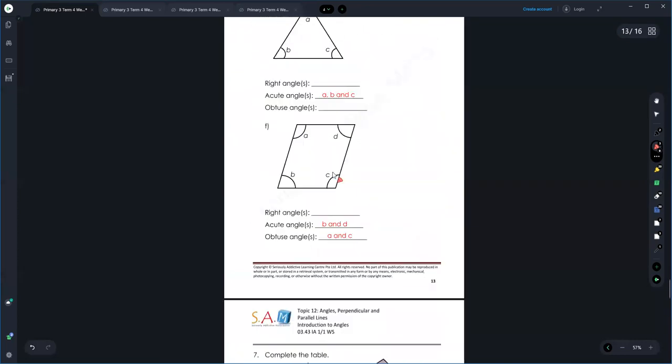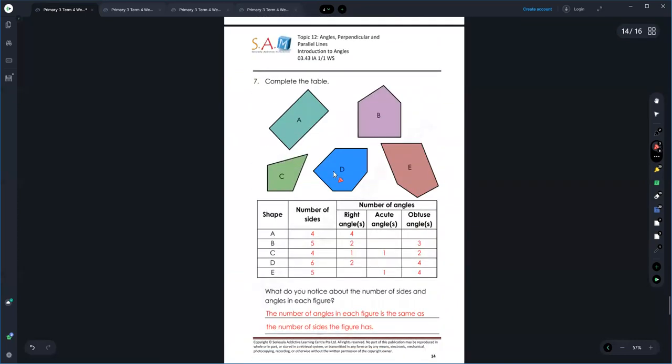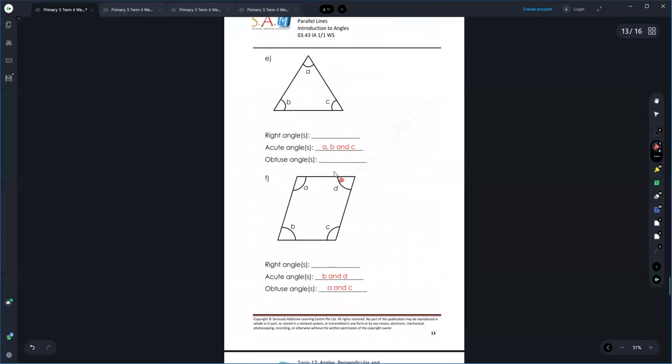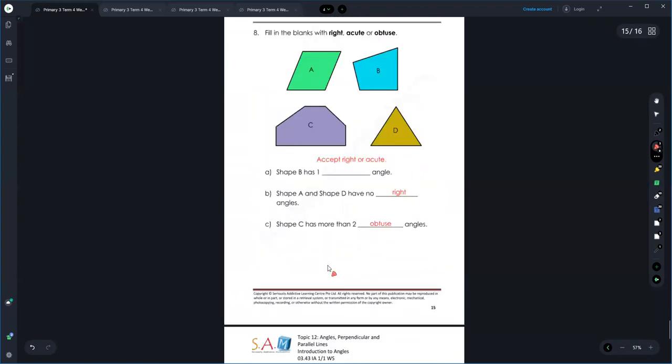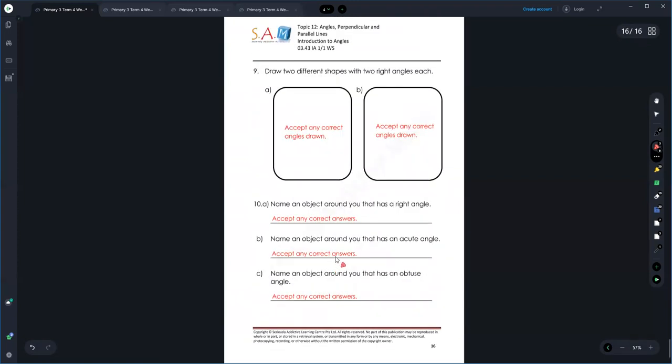Now, then I would say skip a bit and just do page 13. So for them to practice identifying acute angles, which is less than a 90-degree angle, less than the right angle, and practice finding the obtuse angles as well, which is greater than a right angle. And then the last question for them to do that you might want to work together as a class is number 16, because that will prepare them to draw angles as well. So here they have to draw two different shapes with two right angles.